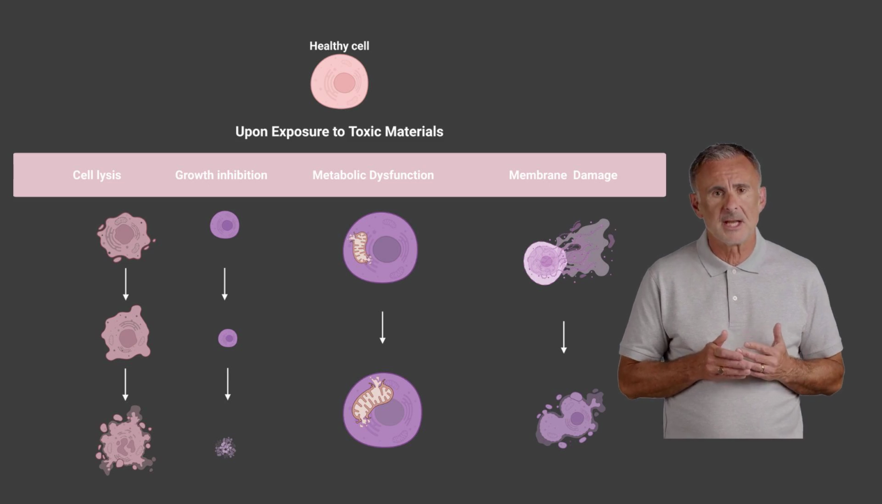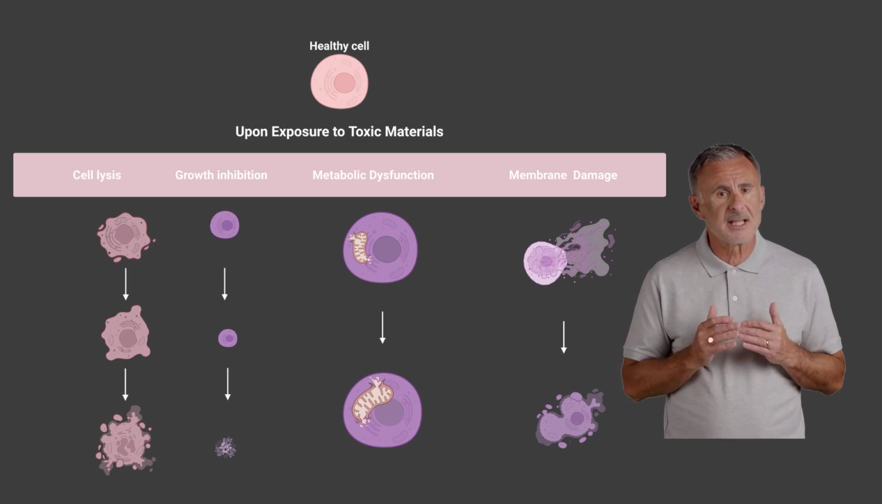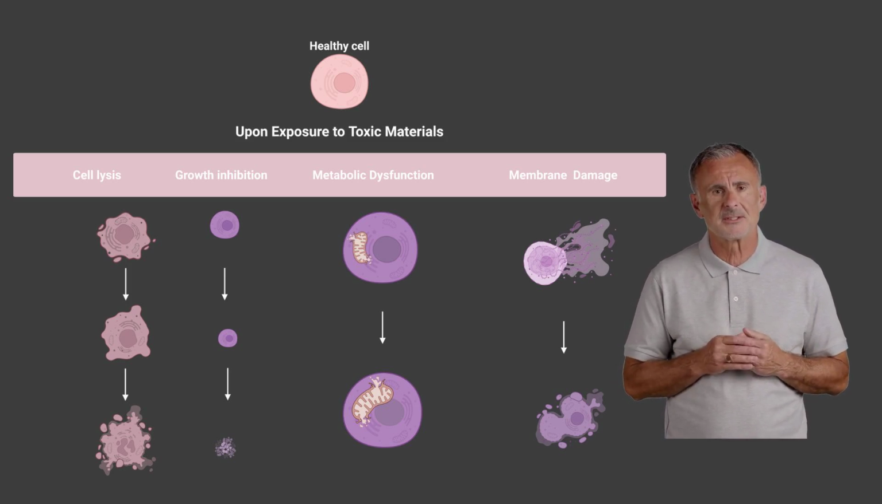Metabolic dysfunction, impaired mitochondrial activity or enzyme function, measurable with metabolic assays, e.g. MTT, resazurin. And lastly, membrane damage. Loss of membrane integrity with leakage of cell contents, measurable by assays such as LDH release.